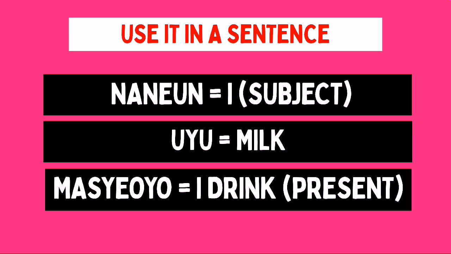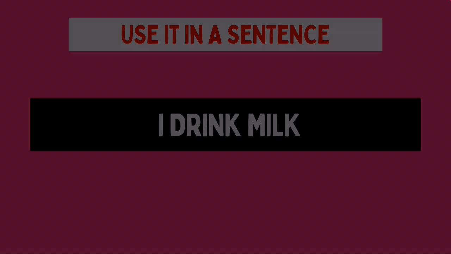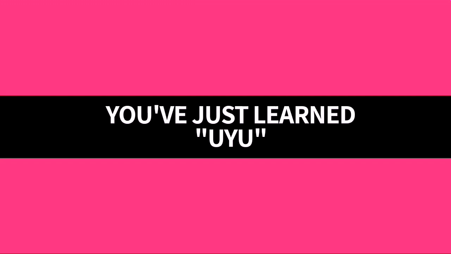Just a recap, 나는 means I, uyu means milk, and 마셔요 means I drink. It would result to a sentence that means I drink milk. So if we go back to the example sentence at the start of the video, we already know by now that the meaning of the sentence 나는 우유 마셔요 is simply I drink milk. And with that, you've just learned uyu.